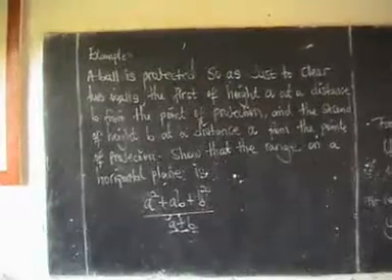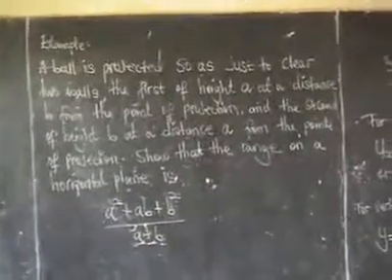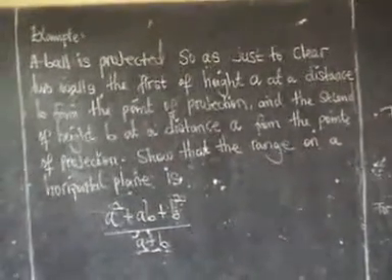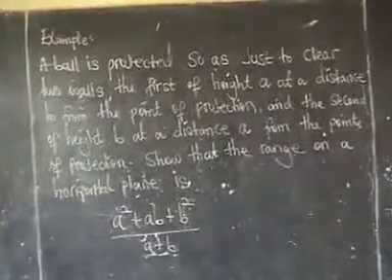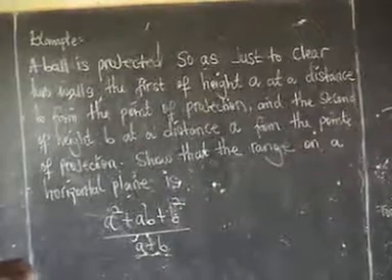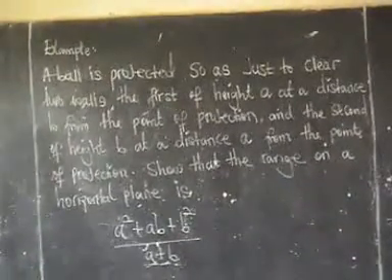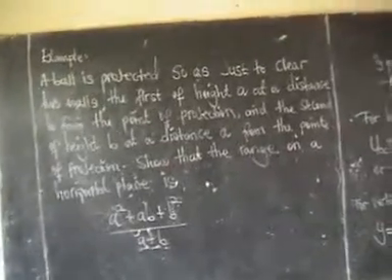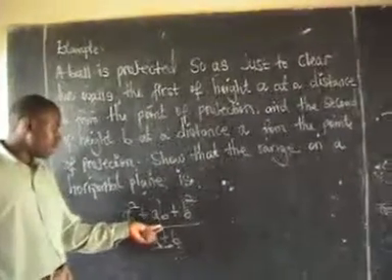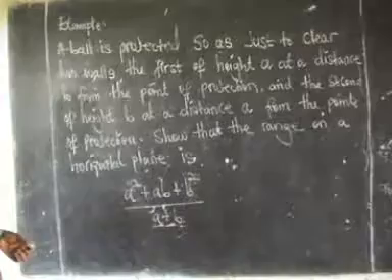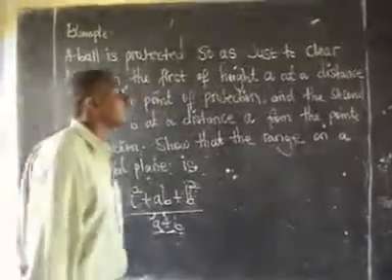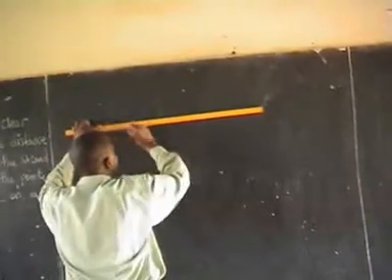A ball is projected so as just to clear two walls, the first of height a at a distance b from the point of projection, and the second of height b at a distance a from the point of projection. Show that the range in a horizontal plane is a squared plus ab plus b squared over a plus b. This represents the horizontal plane.